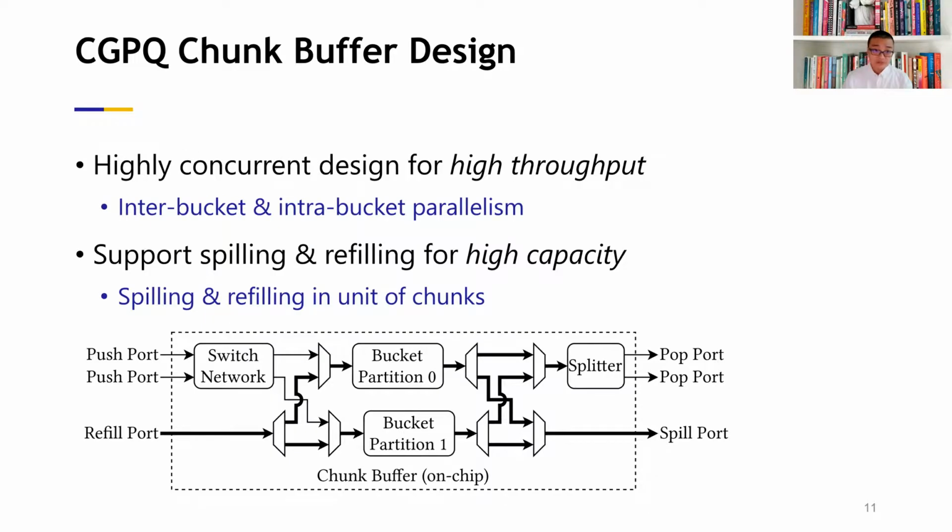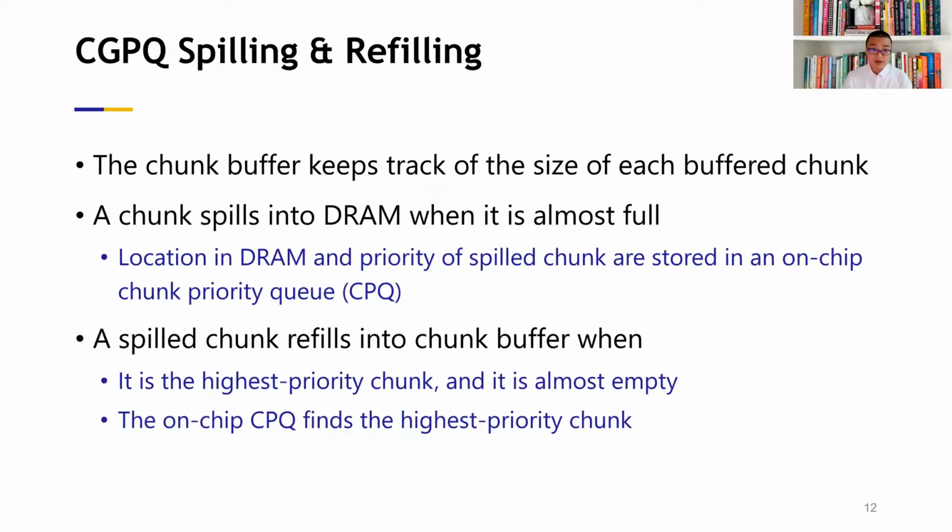The chunk buffer is the key to achieving the two design objectives for the CGP. It exposes two levels of parallelism at both inter-bucket and intra-bucket levels. The inter-bucket parallelism enables pushing vertices to different buckets in parallel, while the intra-bucket parallelism allows popping multiple vertices from the same bucket at once. The intra-bucket parallelism also makes it possible to spill and refill the chunks with a high memory bandwidth utilization by coalescing the memory accesses. The chunk buffer keeps track of the size of each buffered chunk. When the buffer of a chunk is almost full, that chunk will be scheduled for spilling. The location in DRAM and the priority of the spilled chunk will be pushed to the on-chip chunk priority queue, or the CP.